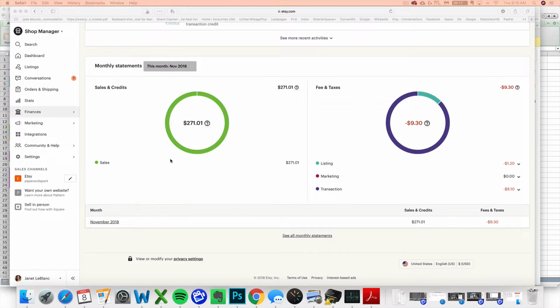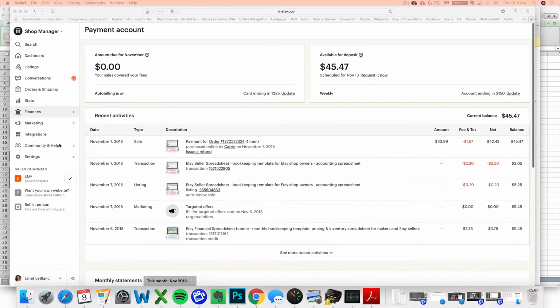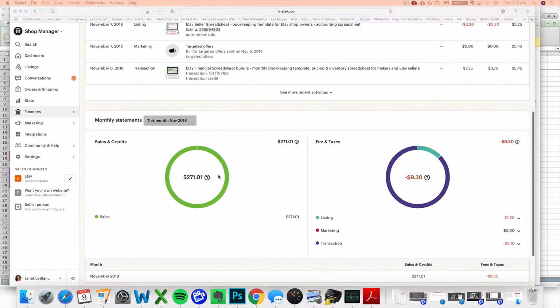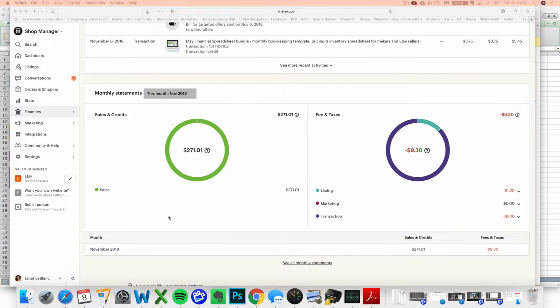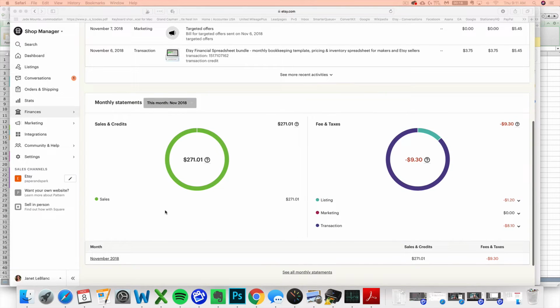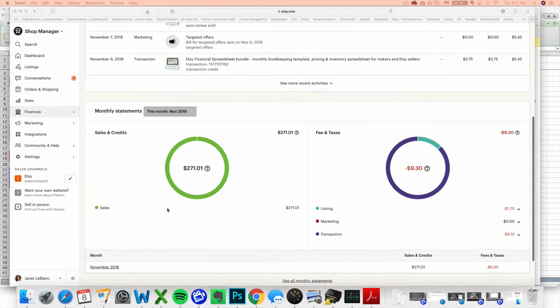So I finally have gotten the new dashboard rolled out to me as of yesterday, November 7th. Not everybody has it yet, but I think at least probably half of Etsy sellers have it at this point. You'll know you have it when you see a new button next to your finances. And then once you click on your payment account, if you scroll down and see these circles, then you know that you are now the lucky recipient of being on the new Etsy system. So just to put this in context, let's talk about the way that Etsy used to bill you so that you can understand what's changed now.